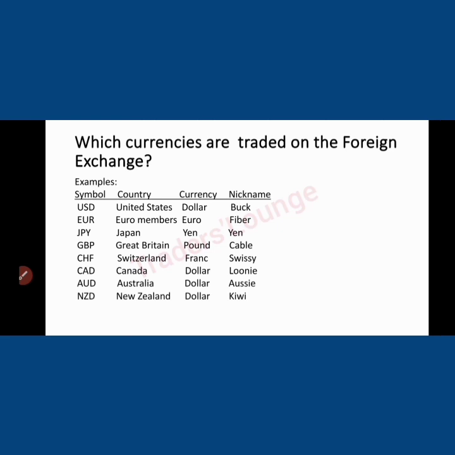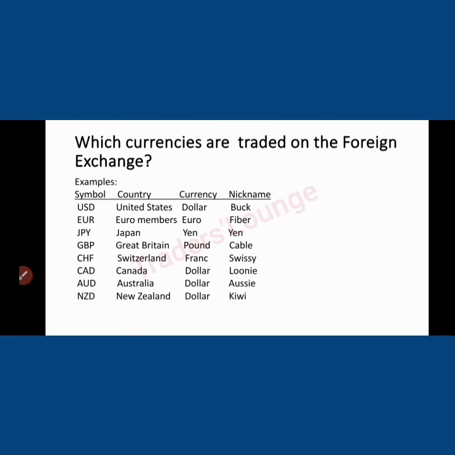JPY, that is the symbol. From Japan, it is called yen, and also the nickname. So those are the currencies that are involved when it comes to foreign exchange.